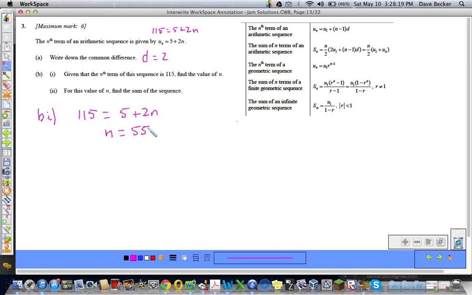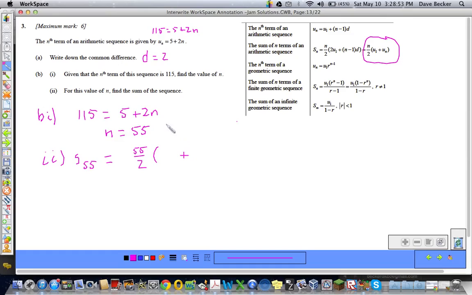And then the final part, for this value of n, find the sum of the sequence. So it's asking for the sum of the first 55 terms of this sequence. Yes? Okay, sum of n terms of a sequence. I'm going to use this formula because it's the easiest one, and I know the last term. The 55th term is 115. So this is going to be 55 over 2.